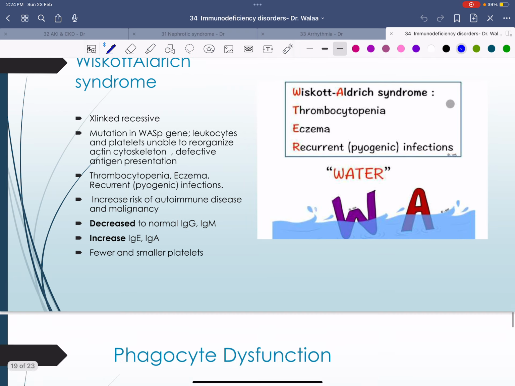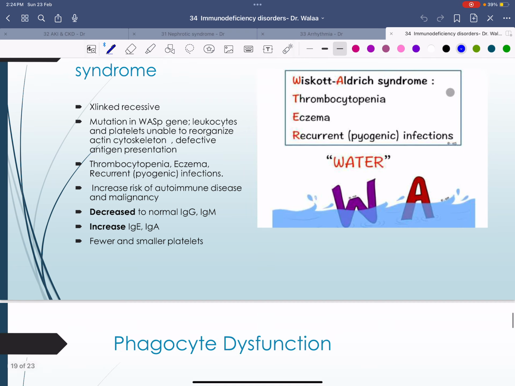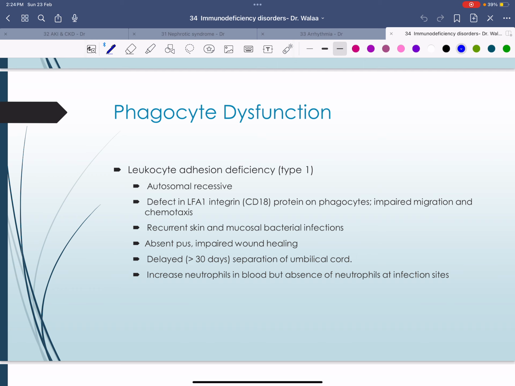Phagocytic dysfunction. Okay. First example, the most common, leukocyte adhesion defect, which is an autosomal recessive disorder. Those with leukocyte adhesion defect have a defect in one of the integrin proteins, or CD18, which is important in the function of phagocytes, which leads to impaired chemotaxis or attraction of phagocytes into the locations where they're needed.